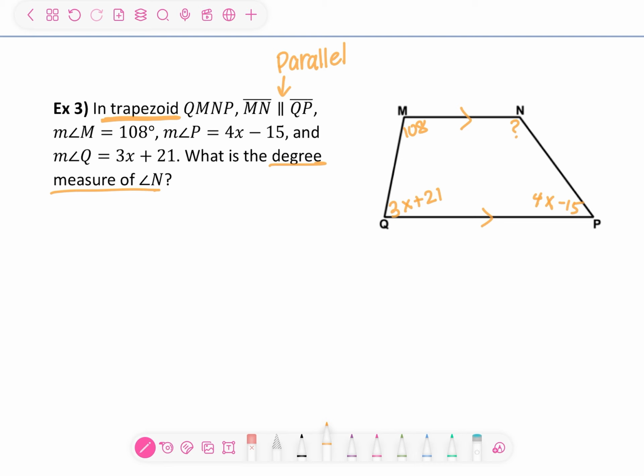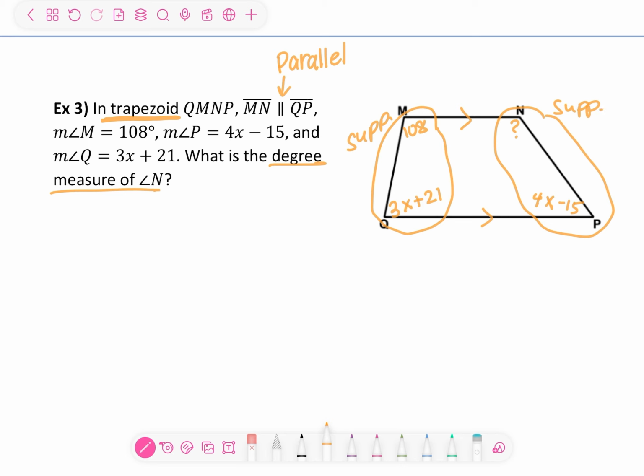Okay, so it looks like we can use the fact that we have those supplementary angles. So in between these two parallel sides, I have angles that are adjacent. So on the same side, they are supplementary. So for example, 108 and 3x plus 21 are supplementary. So let's go ahead and notate that. So those are supplementary. And the same thing about the other side.